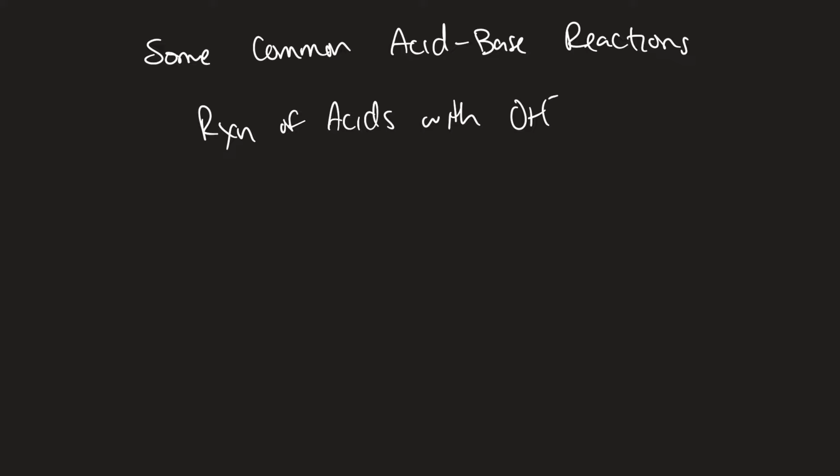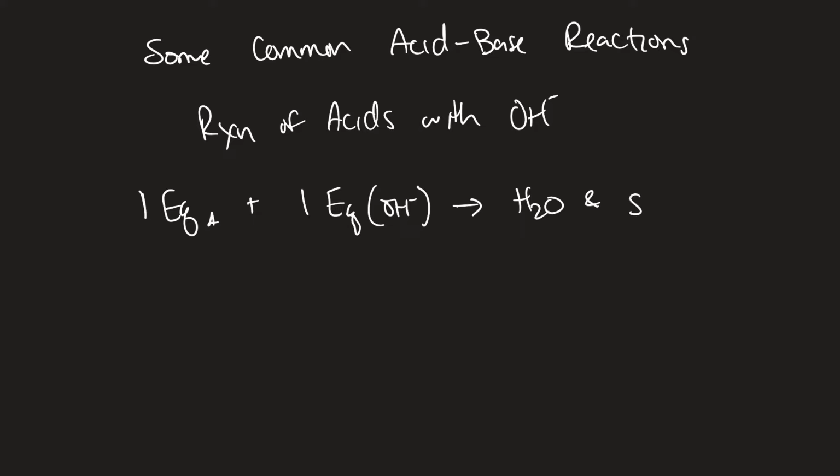Okay, so the first one I'm going to talk about is the reaction of acids with hydroxide ions. Anytime that you have something like this, you'll typically yield water and salt. To be a little more specific, if you have one equivalent of your acid, which reacts with one equivalent of a metal hydroxide, so a cation that's attached to a hydroxide ion, you'll typically make H2O and a salt.